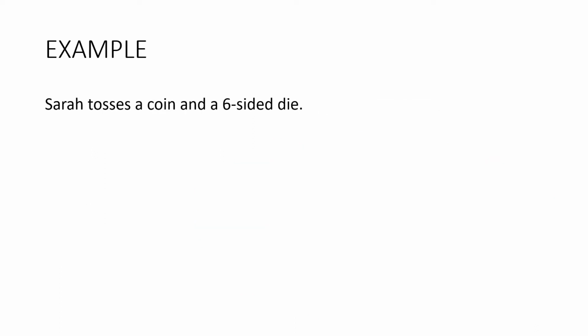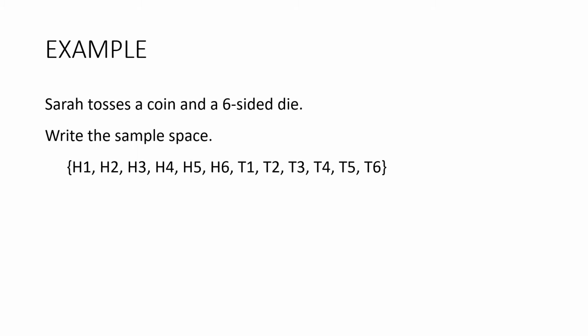Here's an example. Sarah tosses a coin and a six-sided die. Let's write the sample space. So think about it, the coin can land heads or tails, and the six-sided die can land 1, 2, 3, 4, 5, 6. So altogether there's going to be 12 different outcomes. Can you list them? You need to be systematic. Remember, we've got to put them in curly brackets as well.